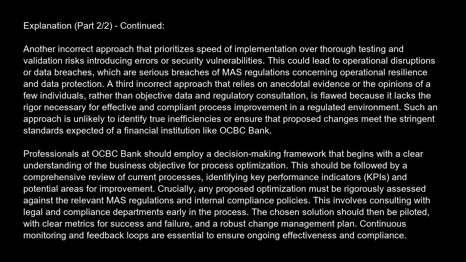Professionals at OCBC should employ a decision-making framework that begins with a clear understanding of the business objective for process optimization. This should be followed by a comprehensive review of current processes, identifying key performance indicators, KPI, and potential areas for improvement. Crucially, any proposed optimization must be rigorously assessed against the relevant MAS regulations and internal compliance policies. This involves consulting with legal and compliance departments early in the process. The chosen solution should then be piloted, with clear metrics for success and failure, and a robust change management plan. Continuous monitoring and feedback loops are essential to ensure ongoing effectiveness and compliance.